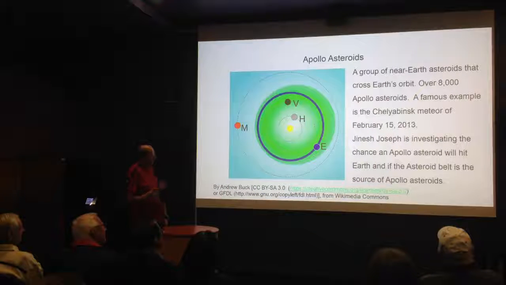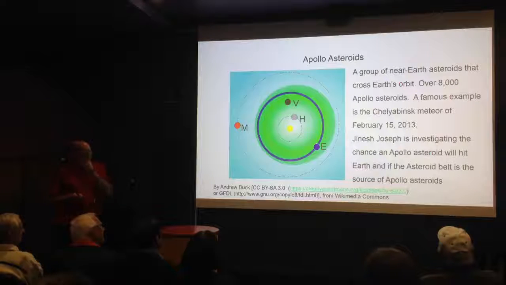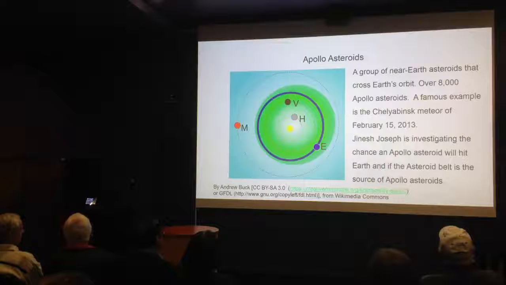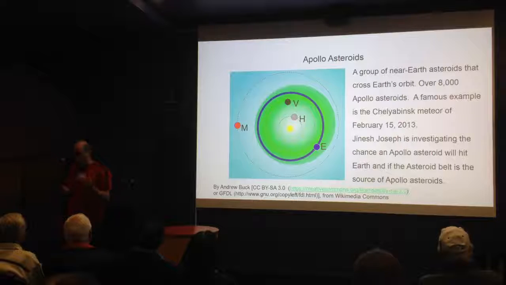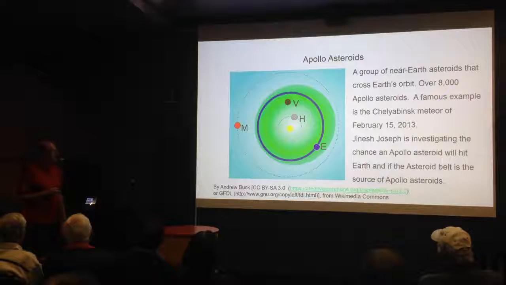So Janesse Joseph, my PhD student, is investigating, using n-body simulation, the chance of an Apollo asteroid hitting Earth, and also trying to work out whether the asteroid belt, between Mars and Jupiter, is the source of the Apollo asteroids. There's speculation that it is. We're doing large simulations to try to work out whether it's the case. People have looked at individual Apollo asteroids, but no one has looked at the group of Apollo asteroids. We're using the real data here pretty much.